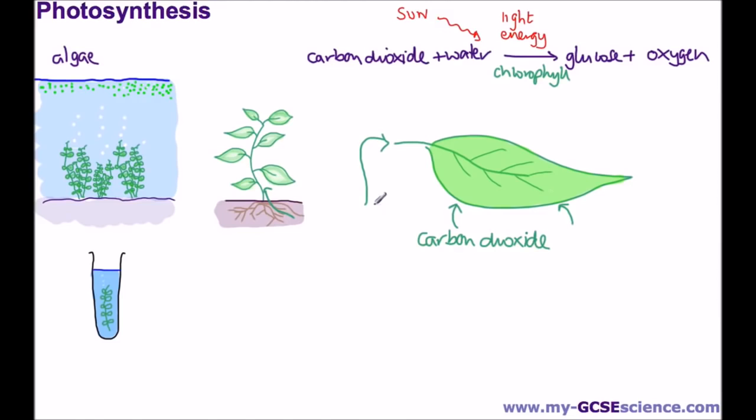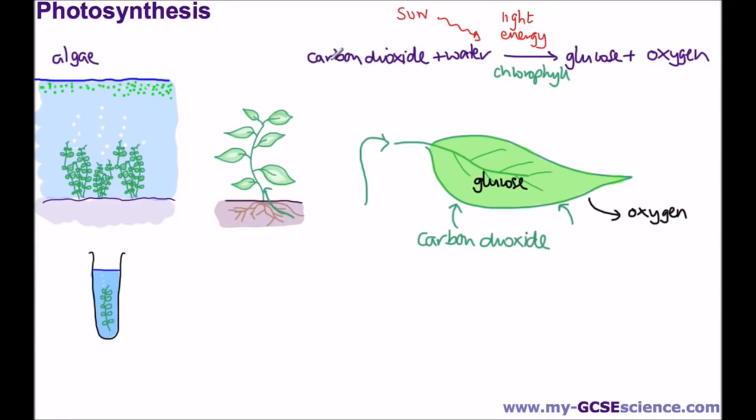And then we have glucose, which is made in the plant. Let's just change colour for that. So glucose is created by this process of photosynthesis. Then we have oxygen, which is actually a waste product, and that comes out from the leaf and goes into the air. Or if it's a water plant, it goes into the water as little bubbles of gas.